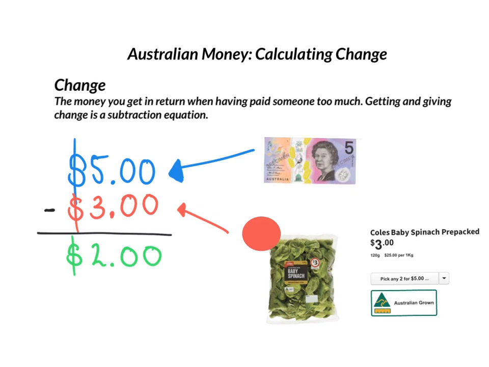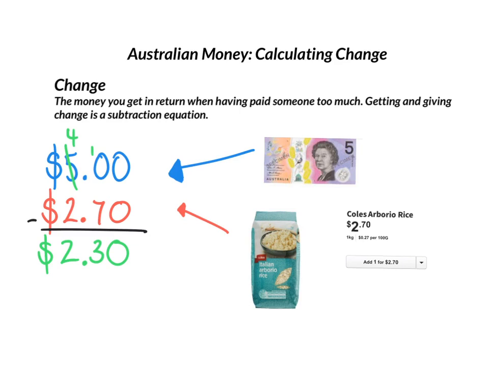Here we have our first example of giving change. We want to buy baby spinach that costs $3, but we have a $5 note. We go up to the counter and we give our spinach and our $5 note over to the shopkeeper. The shopkeeper gives us $2 in return because the spinach only costs $3. So $5, take away $3, which is the cost of the spinach, means we get $2 in return. We get $2 change.